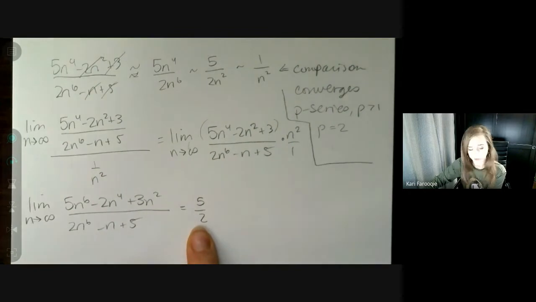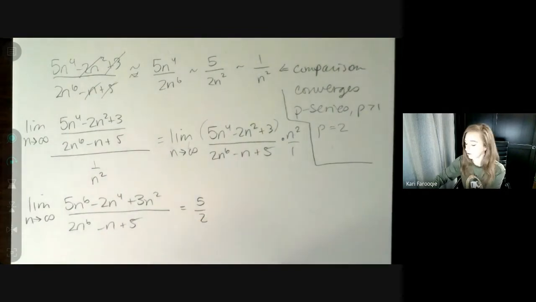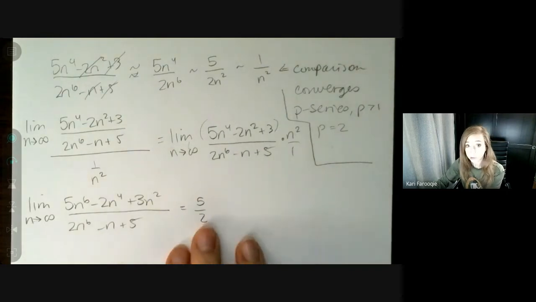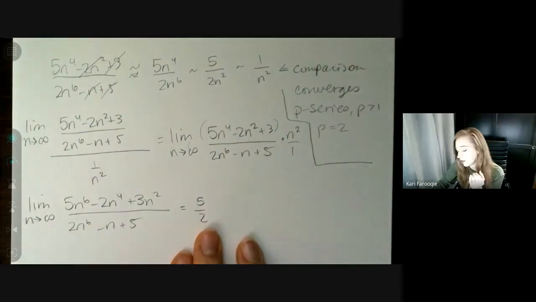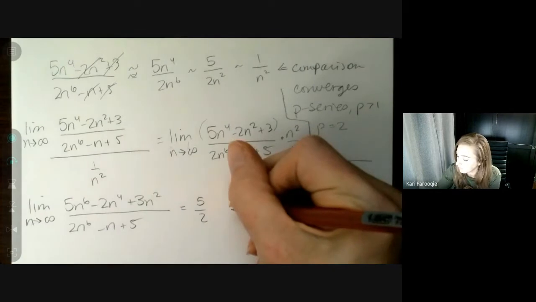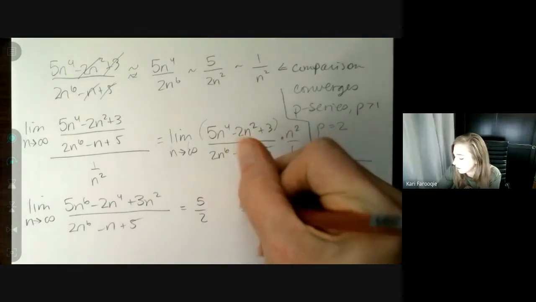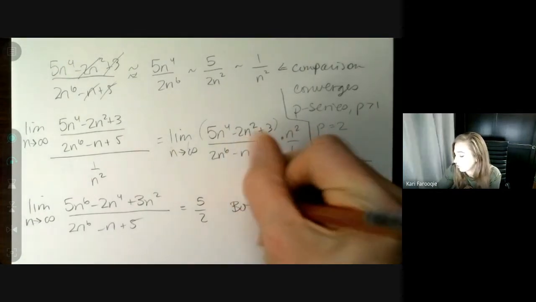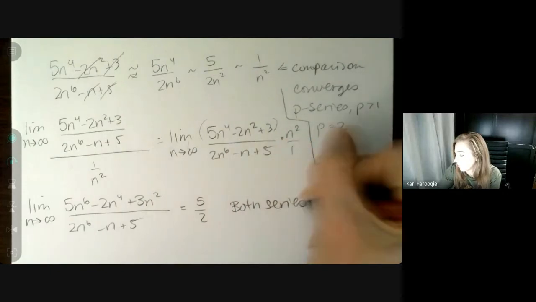All this is doing is showing that both of our series converge. All we're looking for is what's the value of the limit. If it's positive and finite, then it must be the case that both of our series do the same thing. If it's 0 or infinity, then we have other things that we need to verify before we can make a conclusion. So this is positive and finite, so we would say that both series converge.